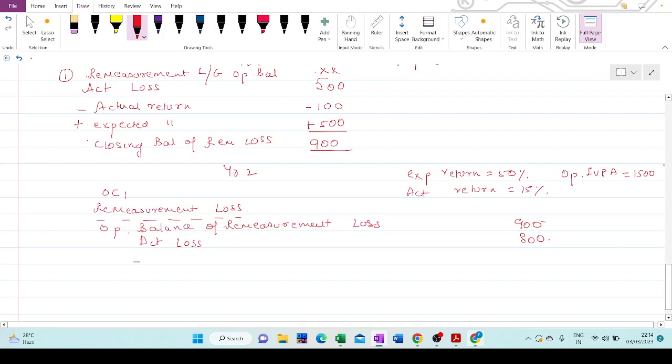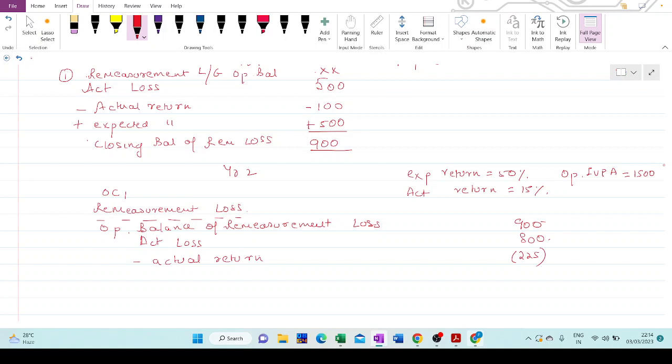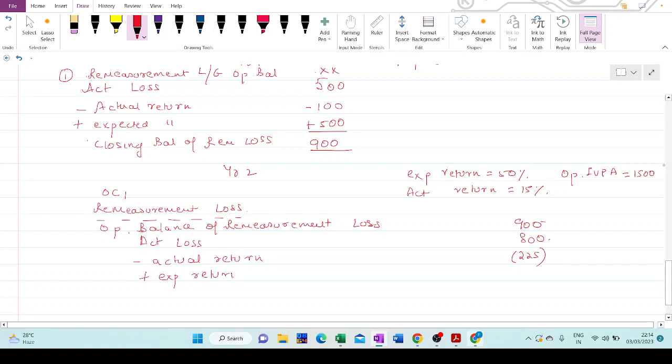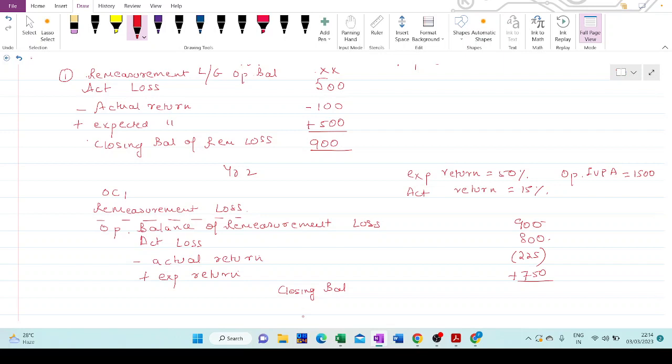So to that I'll deduct the actual return. My actual return is how much? 15% of 1500, that is 225, and I'll add the expected return. My expected return is how much? 50% of 1500, which is how much? 750. So guys, calculate the closing balance of remeasurement gains and losses. Everyone, please calculate this. How much are we getting?